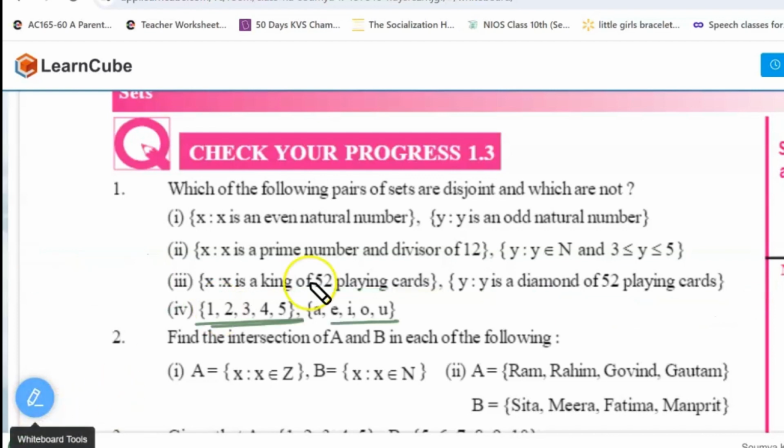The elements are this and this. They don't have any common elements, so we can see this is a disjoint set. In total, this set is disjoint and the first one is a disjoint set. The second one had a common element, so it is not disjoint, and this one is also not disjoint.